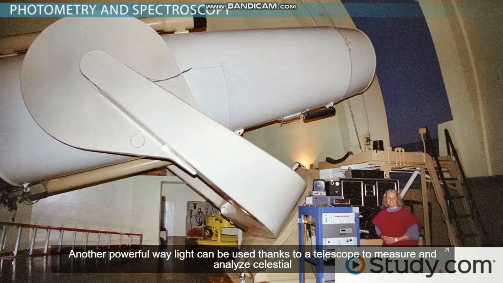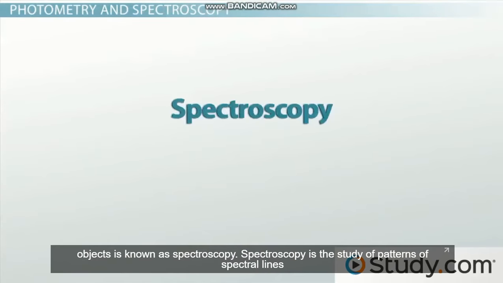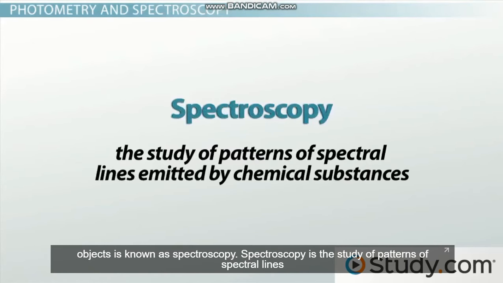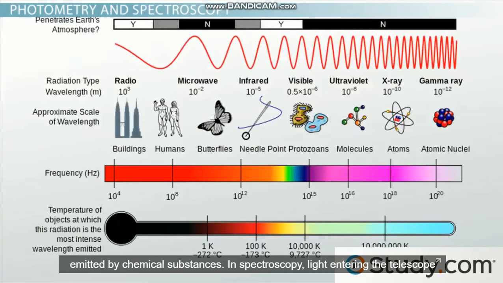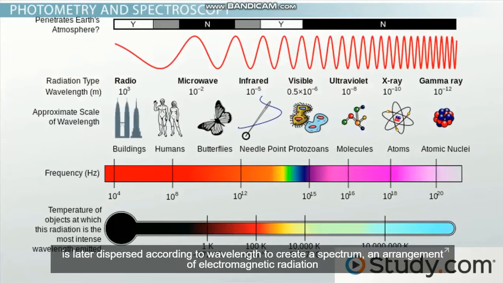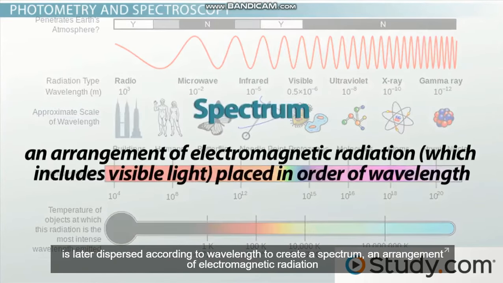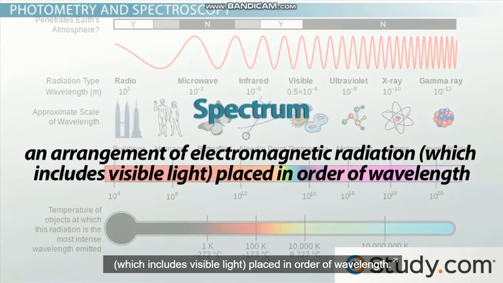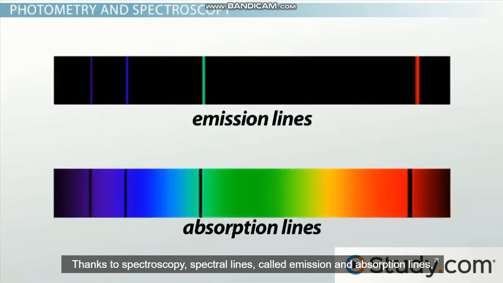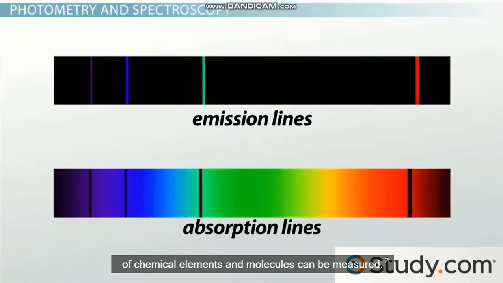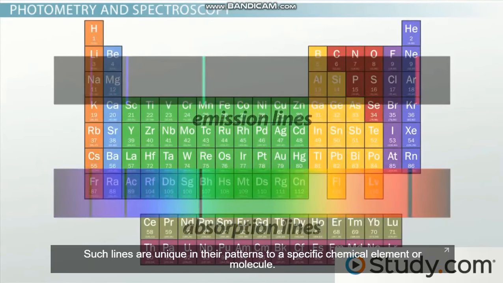Another powerful way light can be used thanks to a telescope to measure and analyze celestial objects is known as spectroscopy. Spectroscopy is the study of patterns of spectral lines emitted by chemical substances. In spectroscopy, light entering the telescope is later dispersed according to wavelength to create a spectrum, an arrangement of electromagnetic radiation, which includes visible light, placed in order of wavelength. Thanks to spectroscopy, spectral lines called emission and absorption lines of chemical elements and molecules can be measured. Such lines are unique in their patterns to a specific chemical element or molecule.